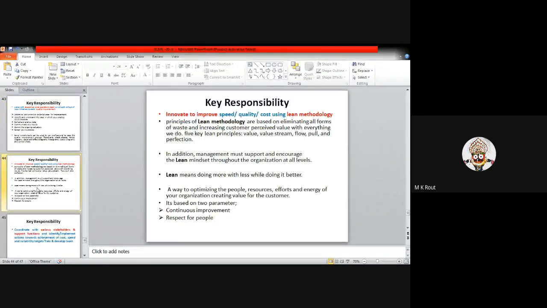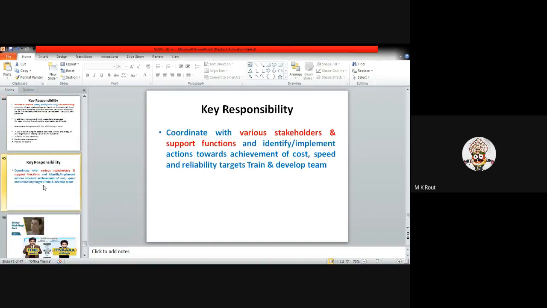The next one is innovate to improve speed, quality, and cost using lean methods. As you know, in case of lean methodology, they must support and encourage a lean mindset for the organization at all levels. Lean means doing more with less while doing it better. It directly focuses on continuous improvement of the particular system and respect for the employees. And the last key responsibility includes coordinating with various stakeholders and support functions, and identifying and implementing action towards achievement of cost, speed, reliability targets, train and development teams.